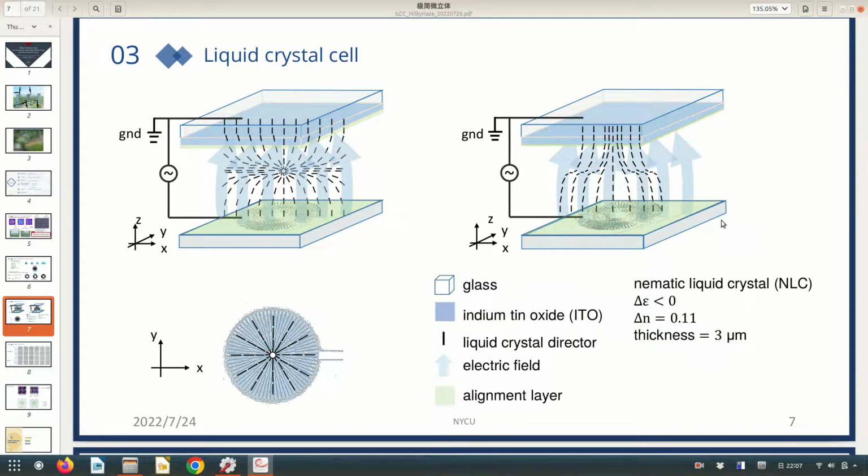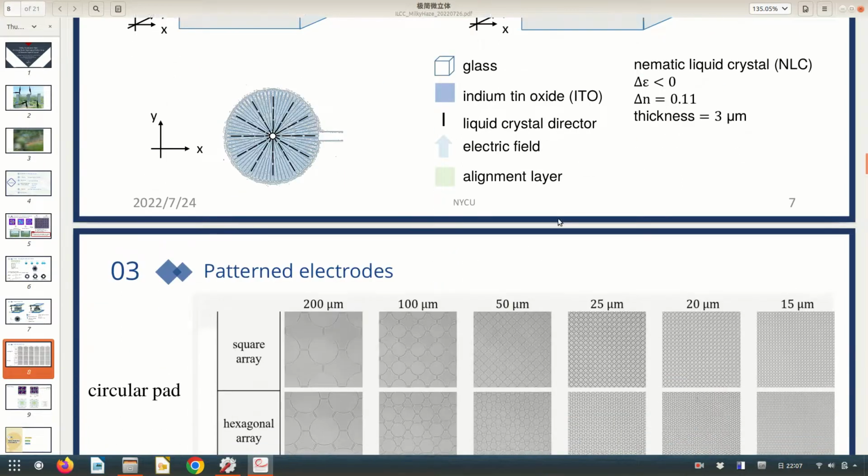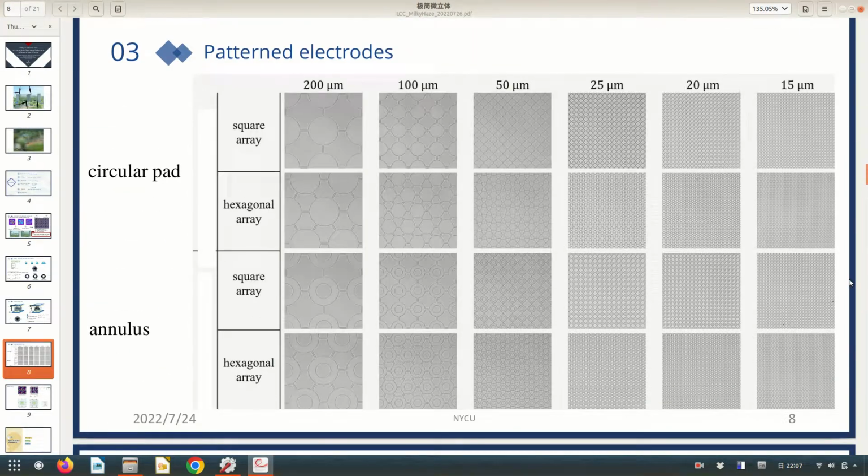And here are the pattern electrodes. We have a lot of choices. We have pixel electrodes like circular pad, annulus, and we have square array, we have hexagonal array, and we have sizes from 200 micrometers to 50 micrometers. So this is quite a large range.